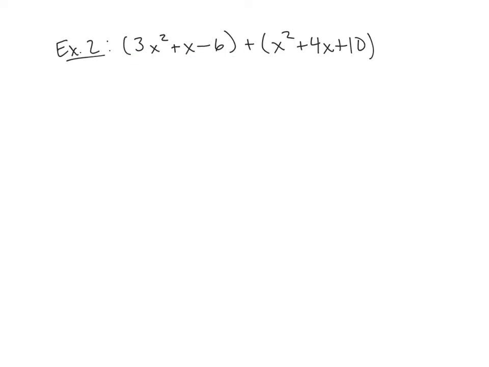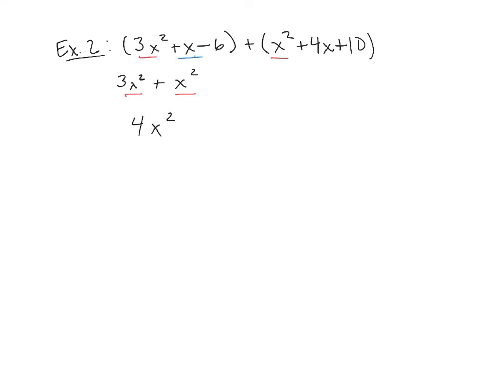All right, so let's try a second one. And so we have 3x squared plus x minus 6, and we're going to add x squared plus 4x plus 10. So we're going to work through this one together here. My first like term I have is 3x squared plus x squared. And so when I add 3x squared plus x squared, that's going to make a 4x squared.